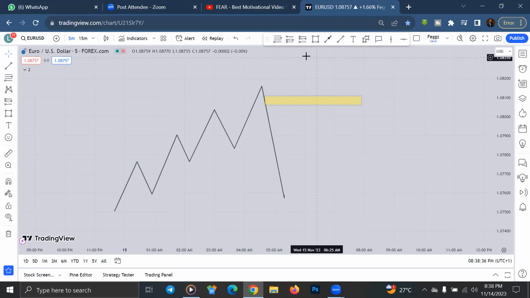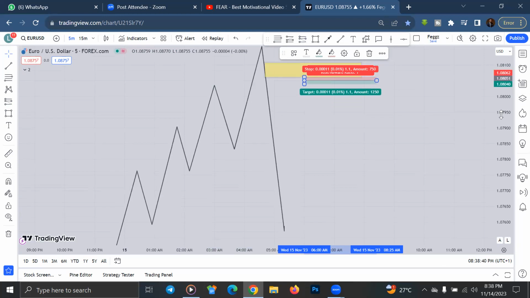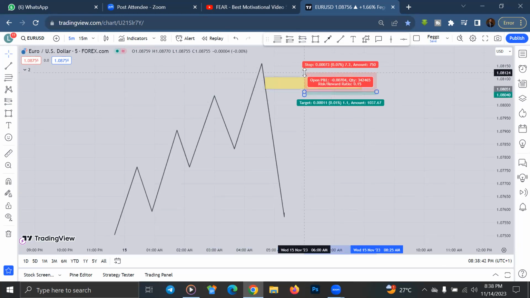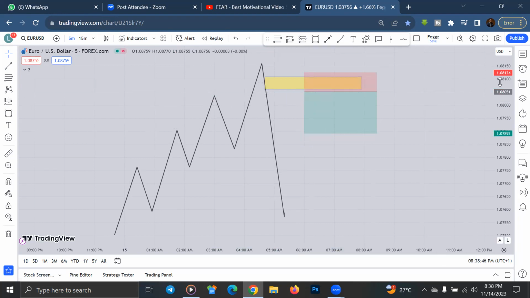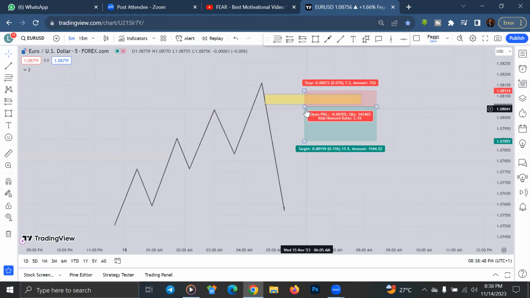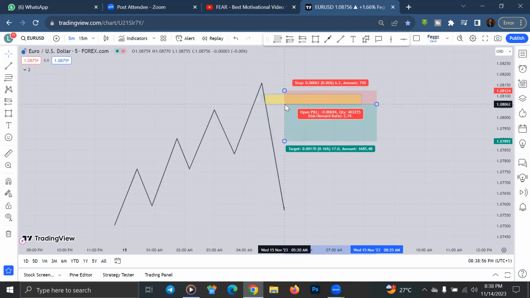Why is my stuff misbehaving? Very funny. Okay, so now remember I said I want to enter from this point. You see this thing that I'm dragging like this is the entry. So let's say I want to enter from here, I put it here. Remember I said I want to put my stop loss here.